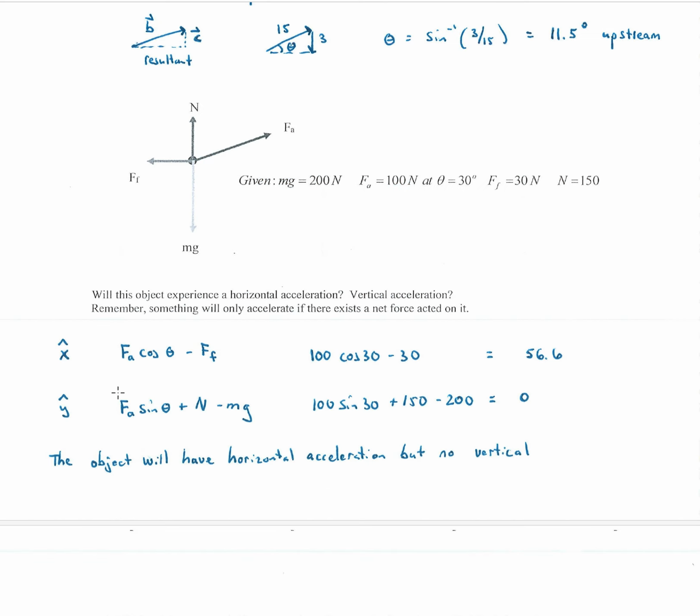Now, vertically, you have FA sine theta that's up. You have the normal force that's up and no angle because it's straight up. And then you have mg, which is down, which is why I subtracted it. And then if you add and subtract those bad boys, you get 0, which means the 3 vertical pieces all perfectly balanced, so there's no net force in the vertical direction. If there's no net force, there's no acceleration vertically. Okay?